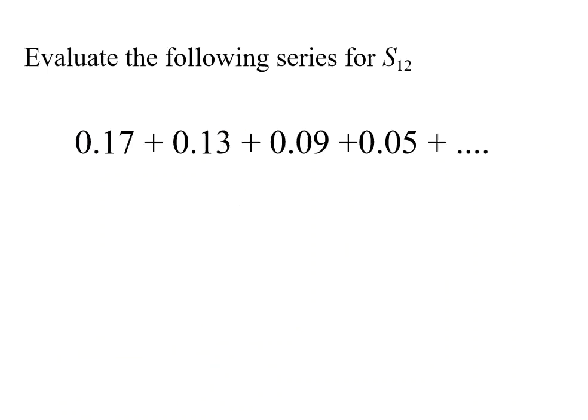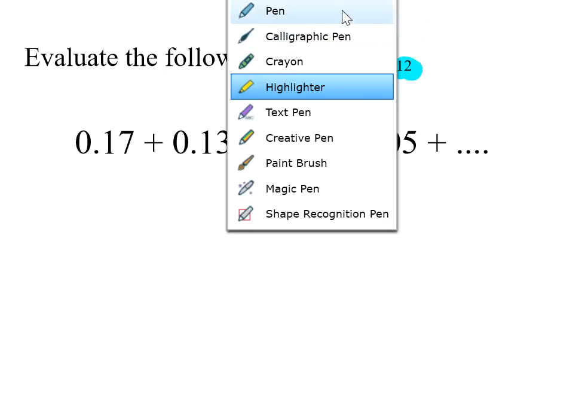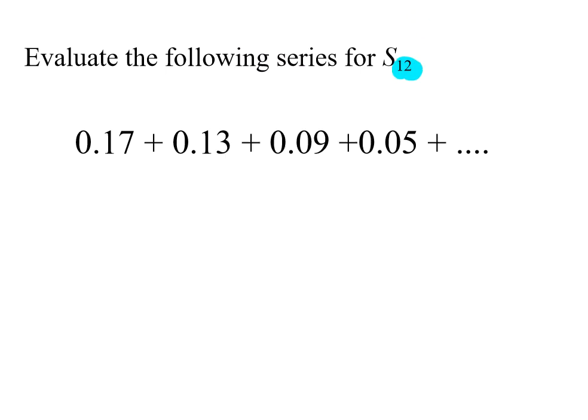Okay, so evaluate the following series for S12. So this one has this little 12 subscript there, and that's referring to summing up the first 12 terms. Okay, so things that I need. Well, I know my N is going to be 12.